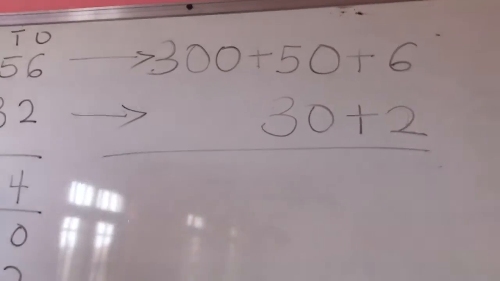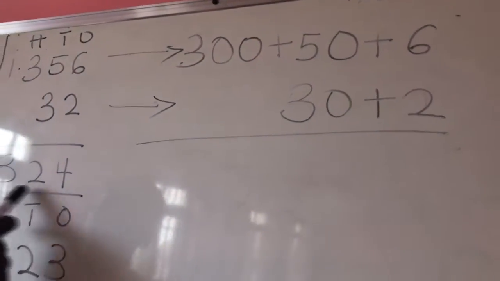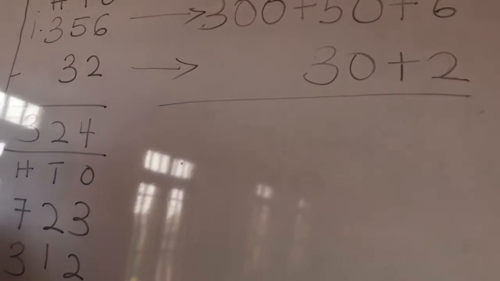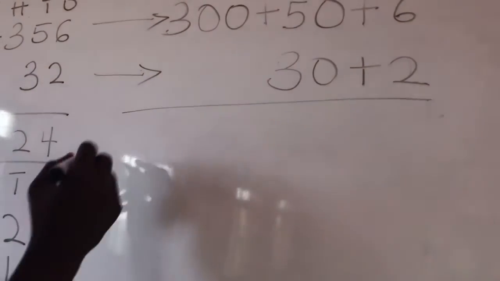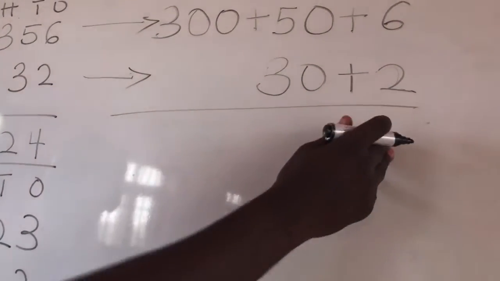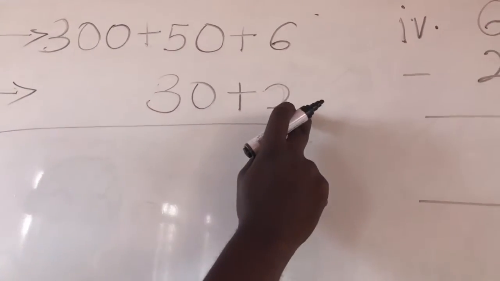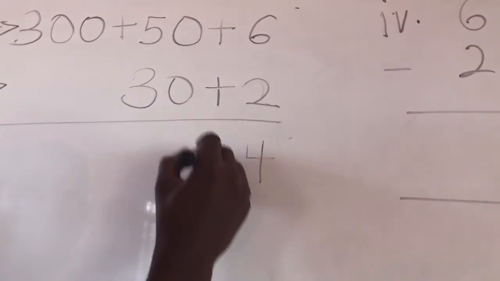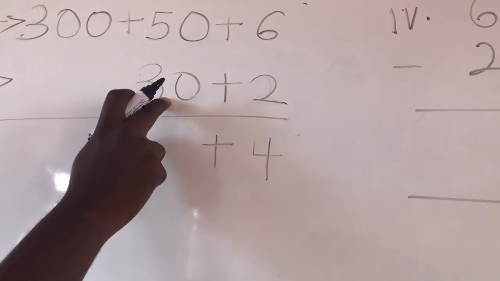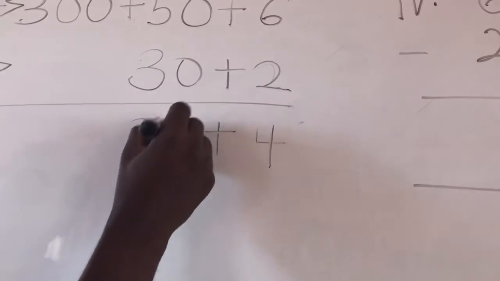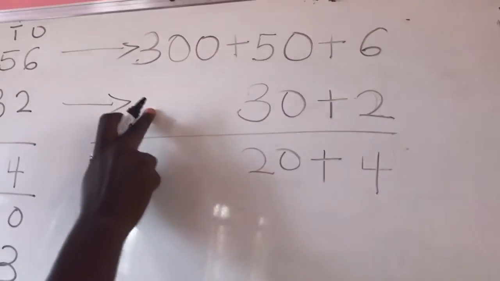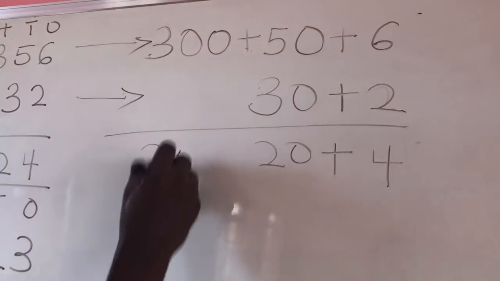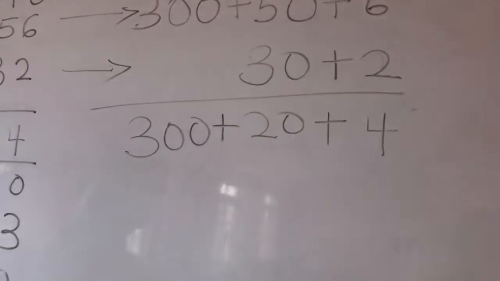Let's move on. If you look at your answer here, you realize we still have 3 numbers. So we can still start from the back. 6 minus 2 is what? The answer is already here. So we have 4. Plus 50 minus 30, which is 20. And then we have 300 minus 0. So your answer will be 300. Don't forget the plus.